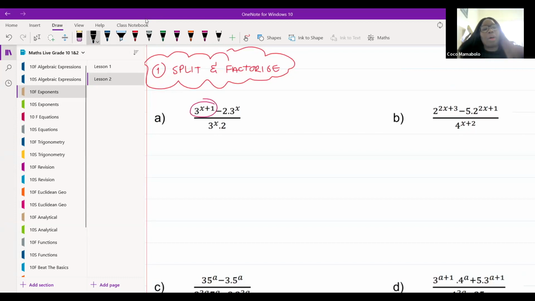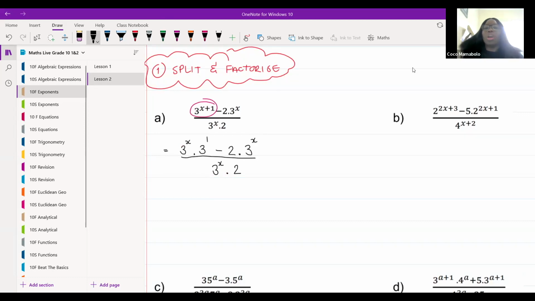I've got 3 to the power of x plus 1. How would we then split that? What would we get there? 3 to the power of x. Good. Keep going, times 3 to the power of 1. Good. 3 to the power of 1 minus 2 times 3 to the power of x over 3 to the power of x times 2.